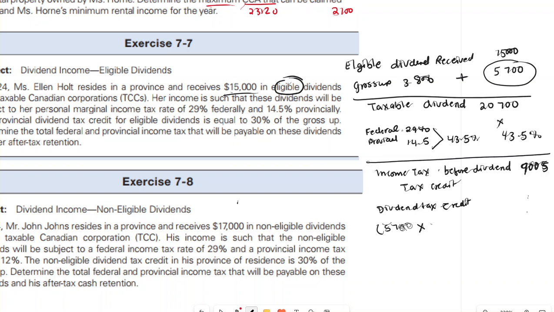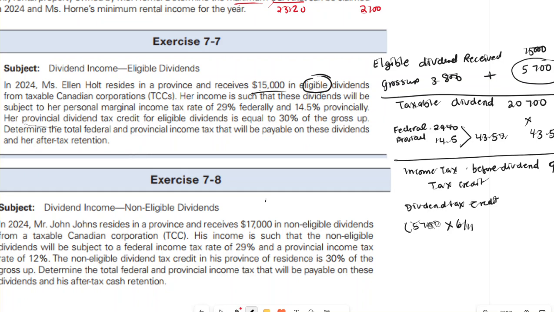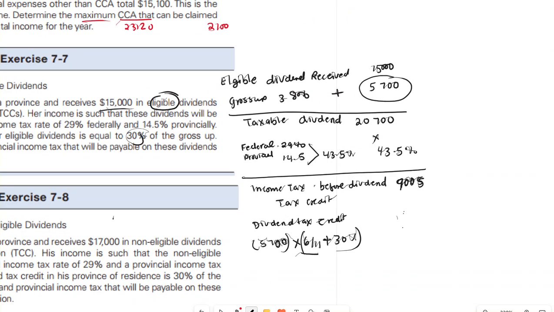My federal dividend tax credit is 6/11, and they also told us the provincial dividend tax credit is 30%. So this is my federal, and my provincial is 30%. Then I add both numbers and multiply by the 5,700, and we get the dividend tax credit. That dividend tax credit is 4,819.